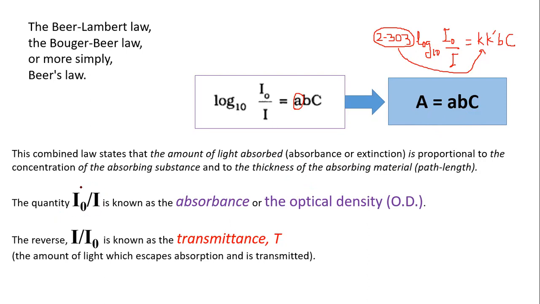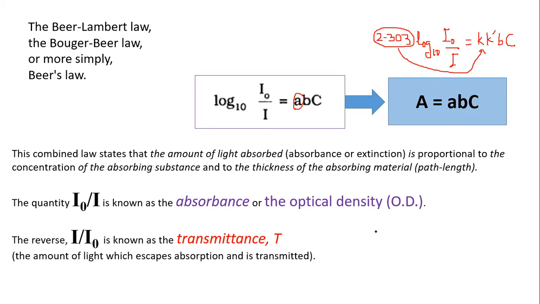So now the quantity I0 upon I is referred to as absorbance, and that is what we note when we do colorimetric analysis as optical density. The reverse of this, I upon I0, is known as transmittance, which we have already talked about. So now we have arrived at this simple relation, capital A is equal to small a, small b, and capital C. Fine up to this point?